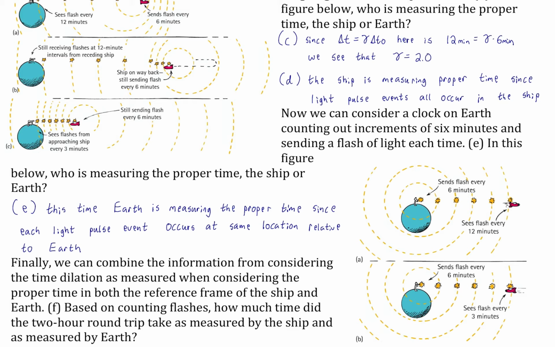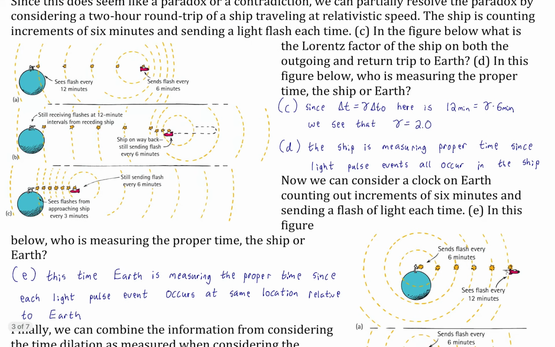But let's see, right? Are we going to get the same result here, that according to Earth, extra time passes for the ship, and according to the ship, extra time passes for Earth? Are we still going to get that paradox, that contradiction? No. And the reason is because we have a round trip here.